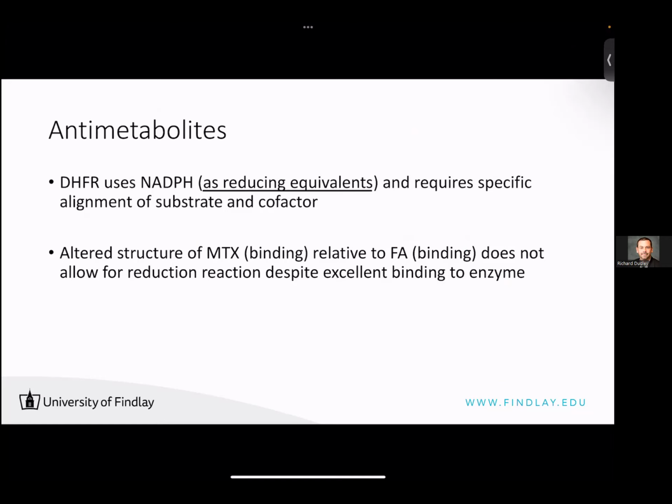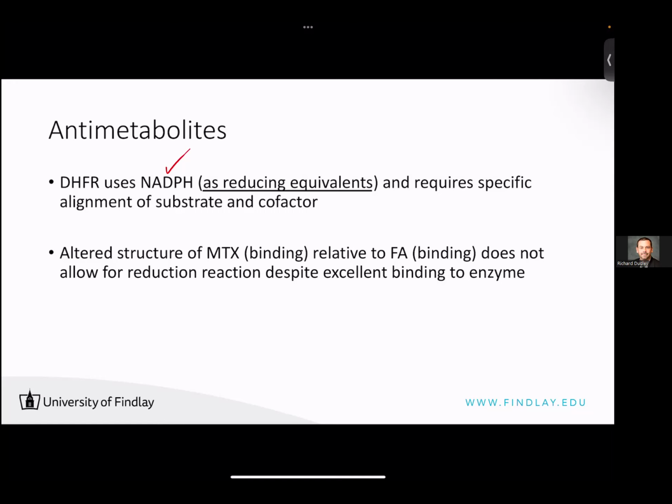As an aside, dihydrofolate reductase is using NADPH as a cofactor, as reducing equivalents. Inside the active site of dihydrofolate reductase, the alignment of the substrate, folic acid, and NADPH has to be just right in order for this reduction reaction to occur. It's set up beautifully in nature. Folic acid and NADPH line up very, very nicely in that active site to facilitate the reduction reaction.